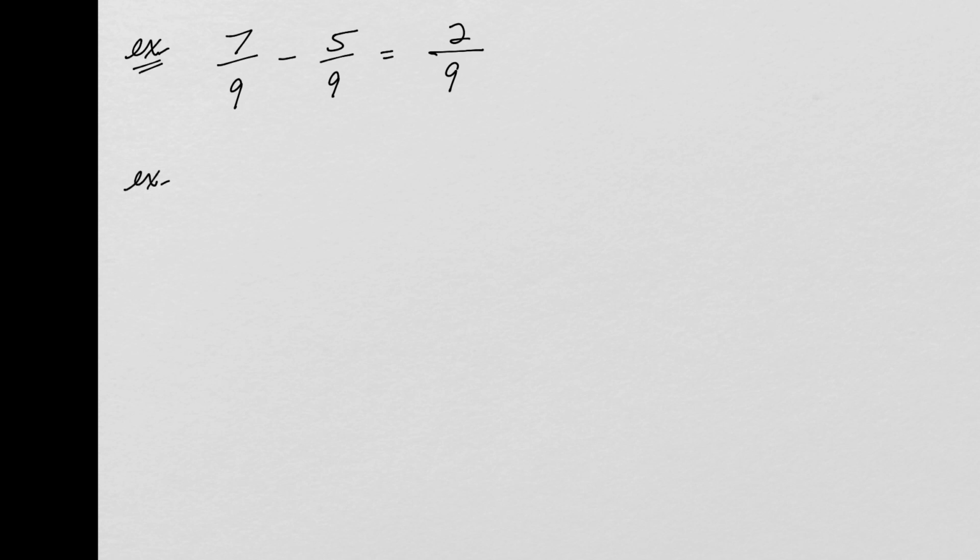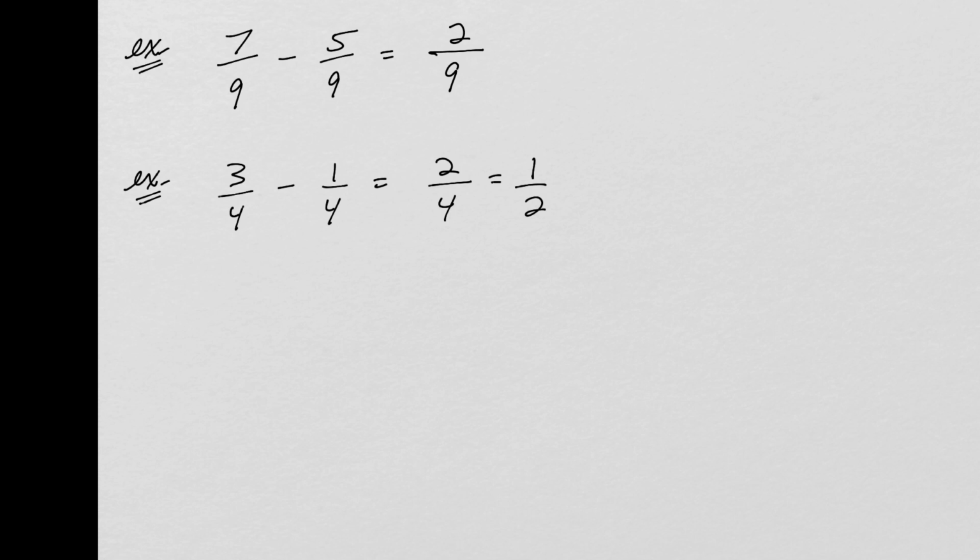Here's another example. Let's say I have 3/4 minus 1/4. Subtract the numerators. 3 minus 1 is 2. Keep the denominator. And then I can simplify because 2 goes into both of them, right? 2 goes into 2 once. 2 goes into 4 2 times. So I took out a factor of 2 over 2.